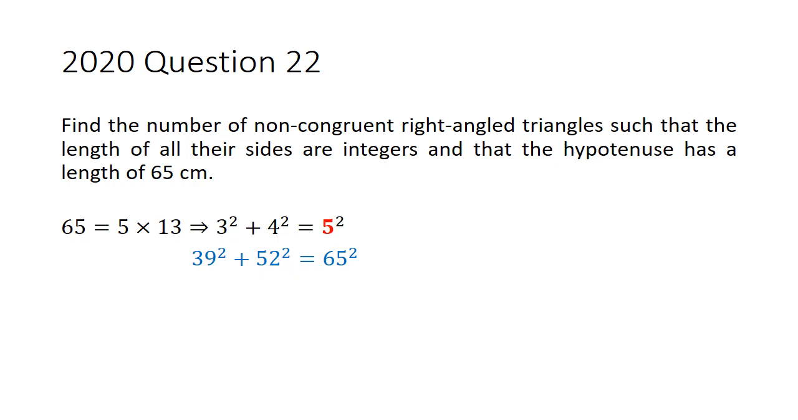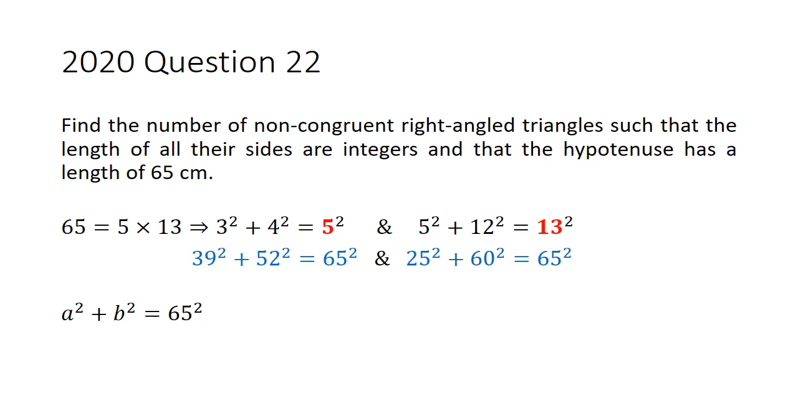Next, if we look at 13, well, 5 squared plus 12 squared equals 13 squared. This is another famous right-angled triangle. Well, we can multiply throughout by 5 squared. This will give us 25 squared plus 60 squared equals 65 squared. So that's another possible right-angled triangle with sides 25, 60, and a hypotenuse of 65. But are there any more? Are there any more triangles such that a squared plus b squared equals 65 squared?